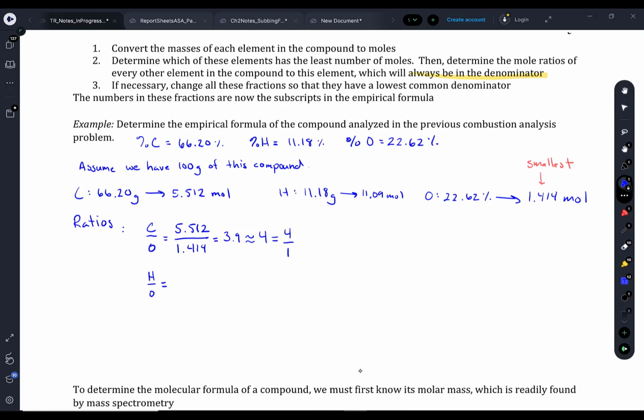And for hydrogen, we have 11.09 divided by 1.414. That gives about 8. Yeah, this is 7.84, which is about 8, which is 8 to 1.